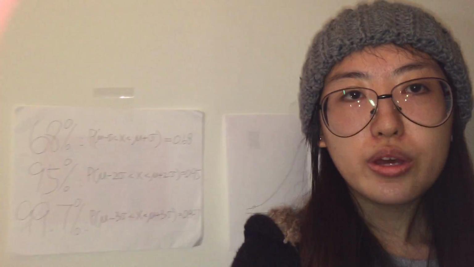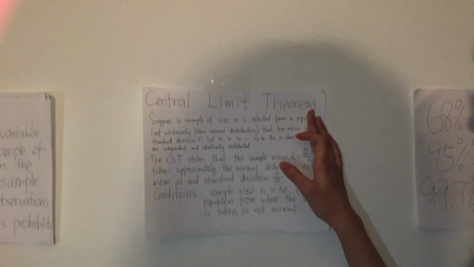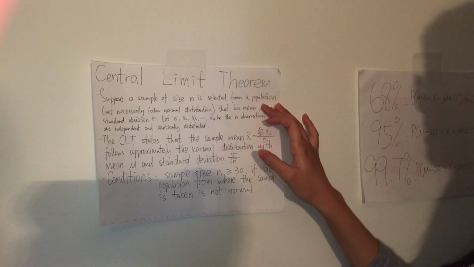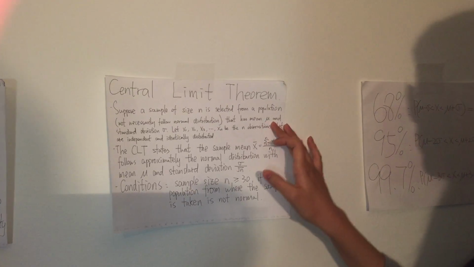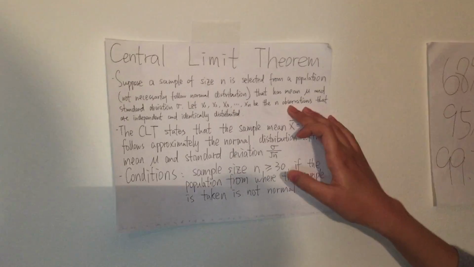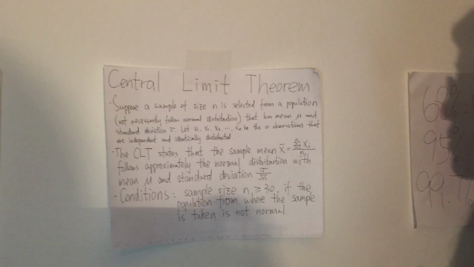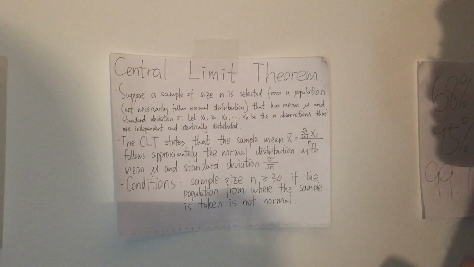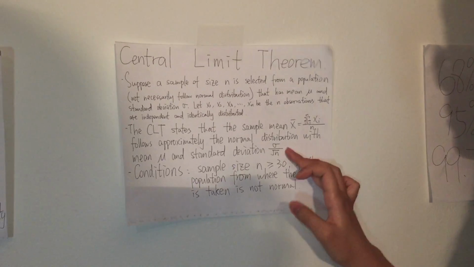Good, so what if the population itself doesn't really follow the normal distribution? Now I'm going to introduce an important concept, the central limit theorem. Suppose a sample of size n is selected from a population which doesn't necessarily follow the normal distribution, that has mean mu and standard deviation sigma. Let x1, x2 to xn be the n observations that are independent and identically distributed. The central limit theorem states that the sample mean x bar follows approximately the normal distribution with mean mu and standard deviation sigma over square root of n.